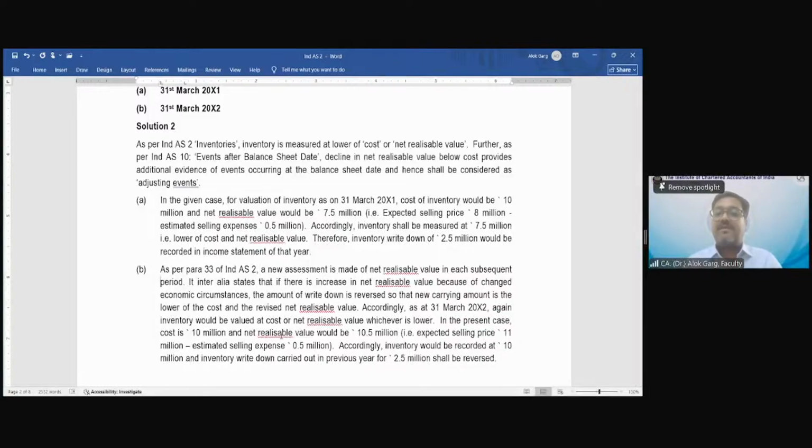In 2002, as per para 33 of Ind AS 2, which you are not required to write, a new assessment is made of NRV in each subsequent period. It inter alia states that if there is an increase in NRV because of changed economic circumstances, the amount of write-down is reversed so that the new carrying amount is the lower of cost and NRV. Accordingly, on 31st March 2, again inventory would be valued at cost or NRV, whichever is lower. In the present case, cost is 10 million, NRV is 10.5 million. So cost is lower. Accordingly, inventory would be recorded at 10 million and the inventory write-down carried out in the previous year for 2.5 million will be reversed.